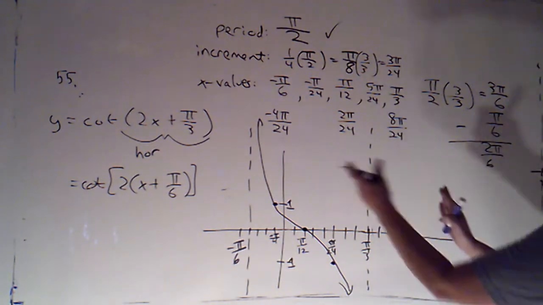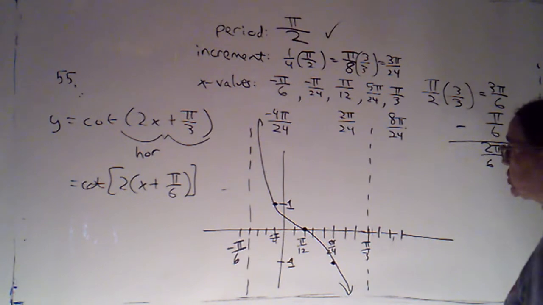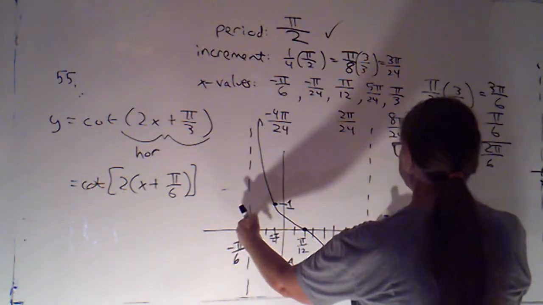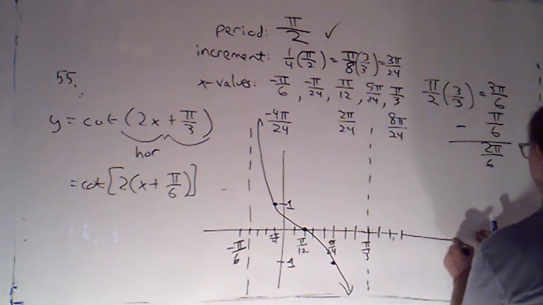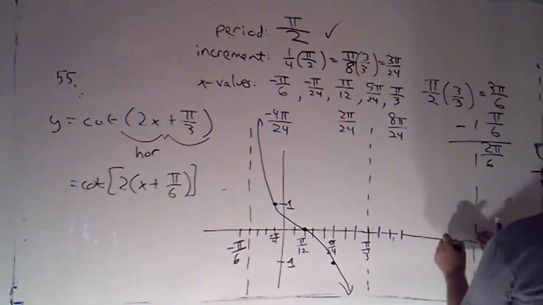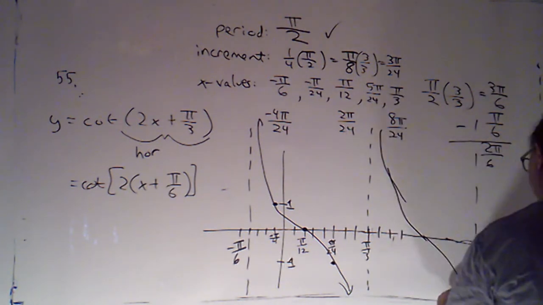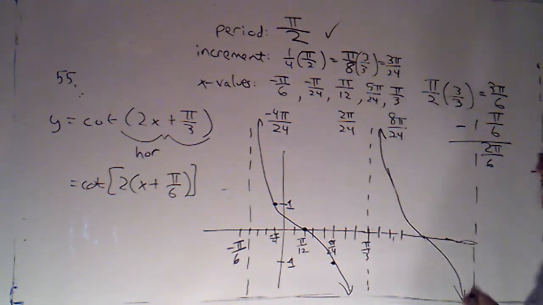Okay. That would be 1 period, and then we were asked to draw 2. So if this distance was the distance between asymptotes, that was the length of 1 period. My next one would be over here. And I'm just sort of sketching that roughly freehand.